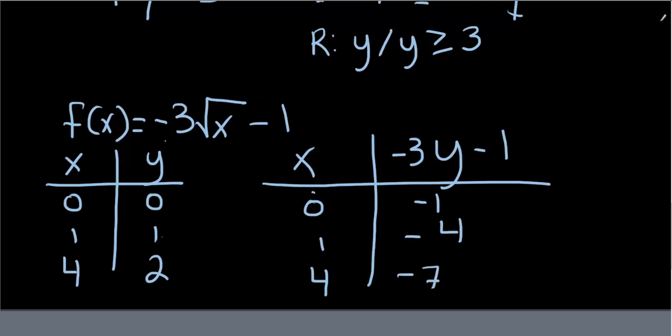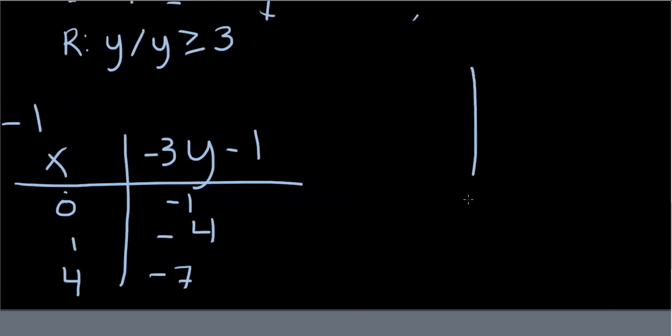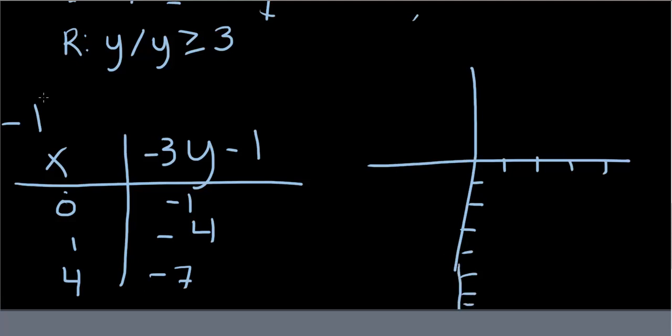So then I have 3 points that I'm going to plot. Not a very straight line. 1, 2, 3, 4. Okay, so it's going to be (0, -1), (1, -4), and (4, -7). So somewhere around here. It's kind of an ugly graph. I wish I had graph paper here.